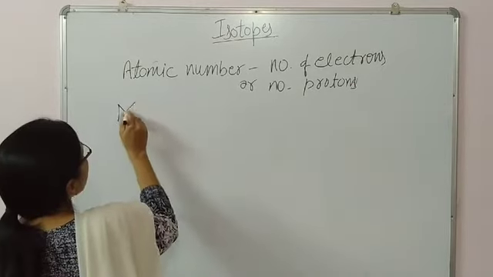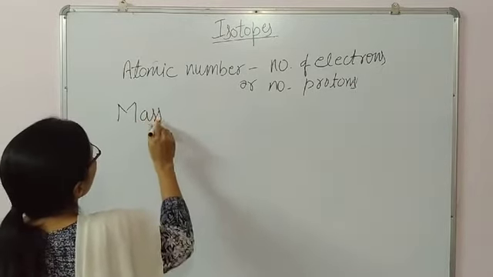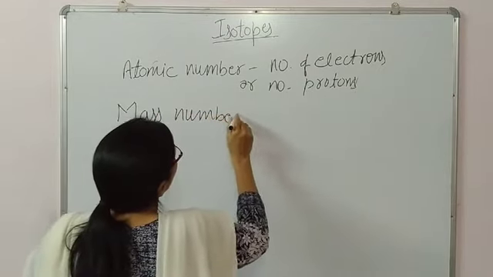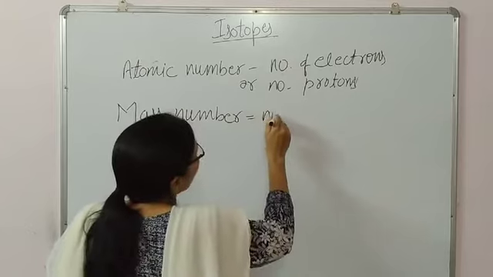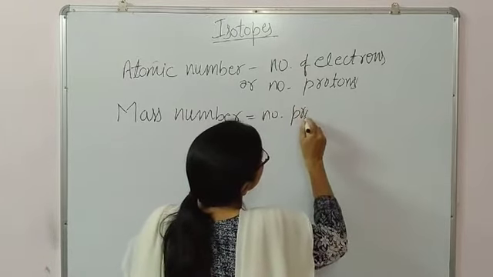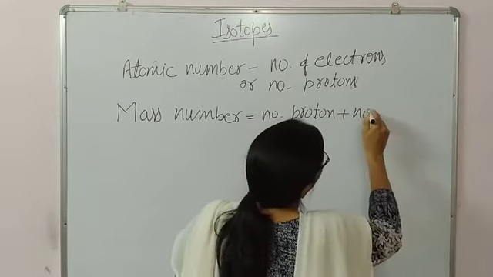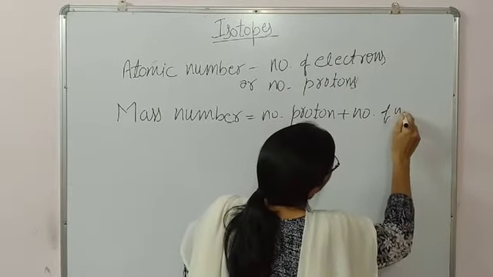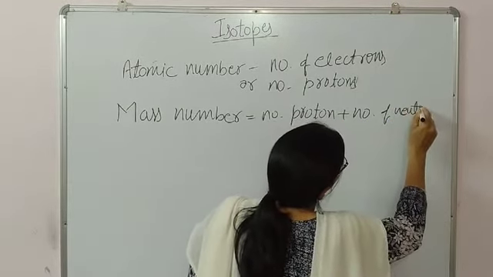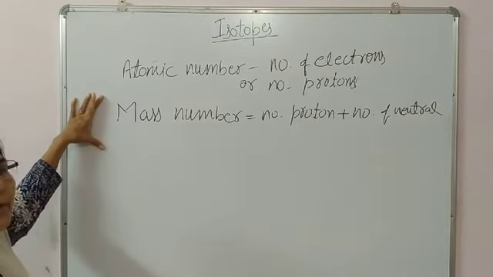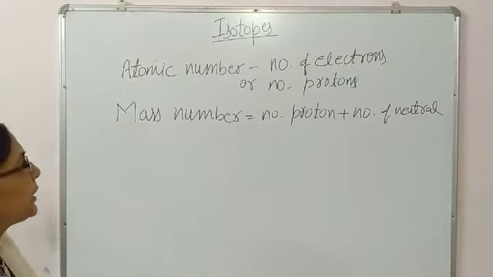Now next is mass number. Is equal to number of proton plus number of neutron. It means total subatomic particle in the nuclei.